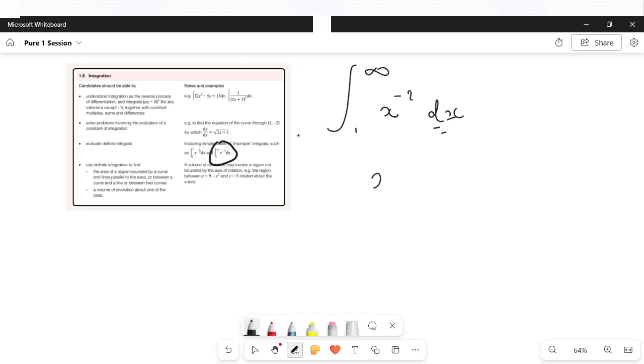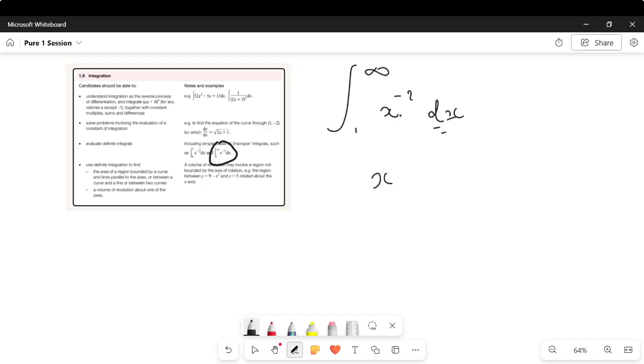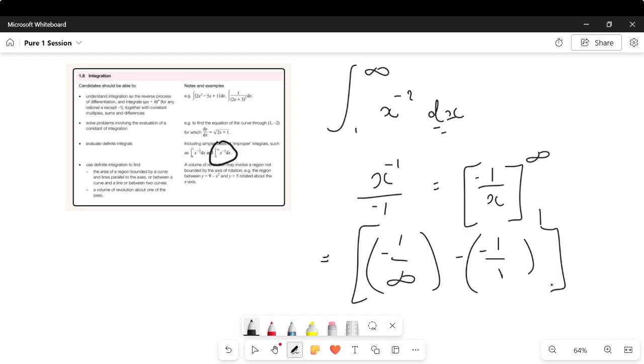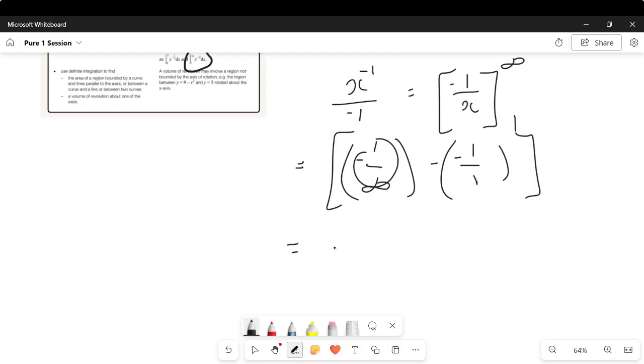Okay, so this is minus 2 plus 1, so minus 1 divided by minus 1. So this is just minus 1 over x. And then your bounds are infinity and 1. So then you do minus 1 over infinity, minus minus 1 over 1. Keep in mind that anything divided by infinity is just 0, so you end up getting plus 1 basically.